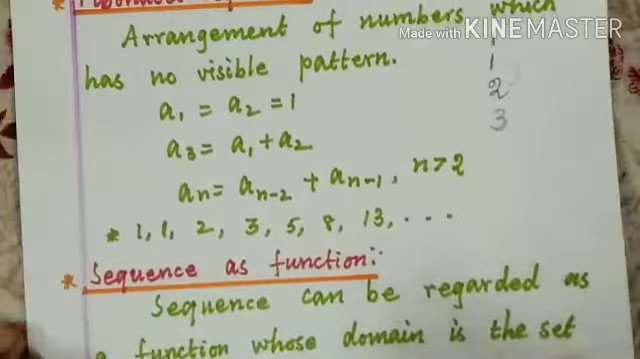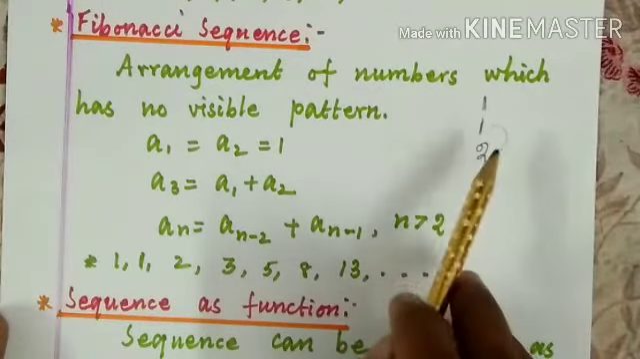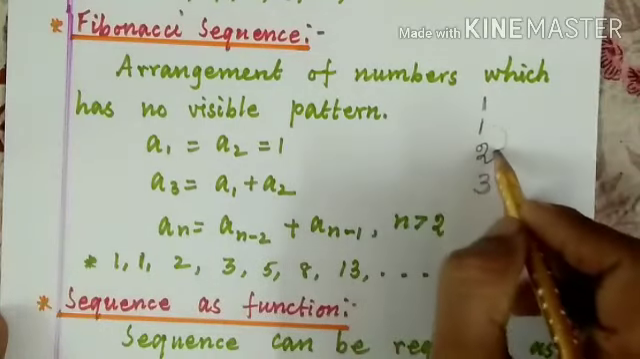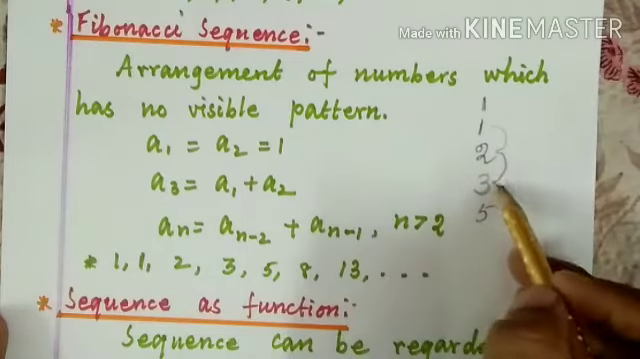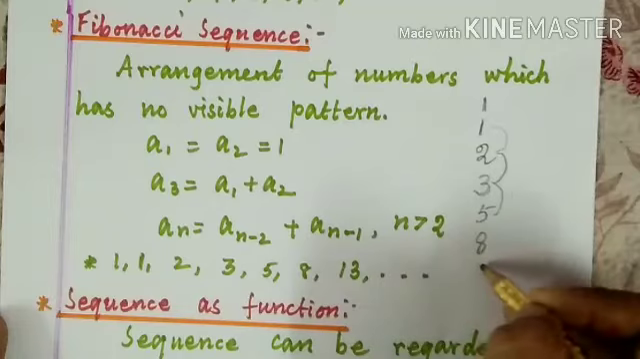Then the fifth term, A5, is equal to adding A3 plus A4. Then we get 2 plus 3, 5. Then the sixth term, 3 plus 5, 8. Like that it goes on.